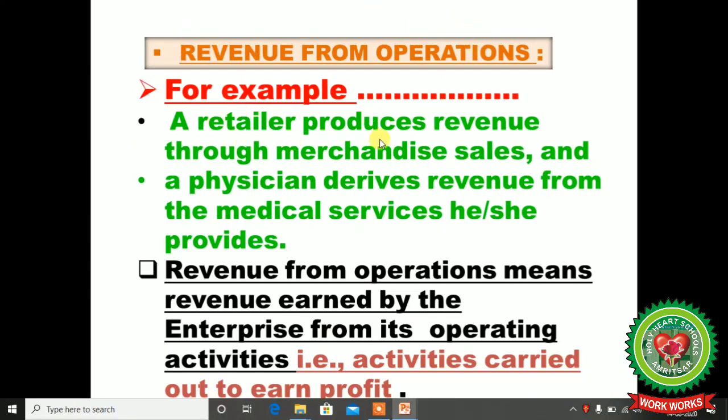Revenue from operation. A retailer produces the revenue through the merchandise sales, and the physician derives the revenue from the medical services she provides. So here, sales in case of retailer after the sale of goods, and in case of physicians when the person provides the medical services. Revenue from operation means the revenue earned by the enterprise from its operating activities carried out to earn the profits. So simply, if you are providing services or goods, in exchange you are earning the money, and this money is considered as the revenue from operation.